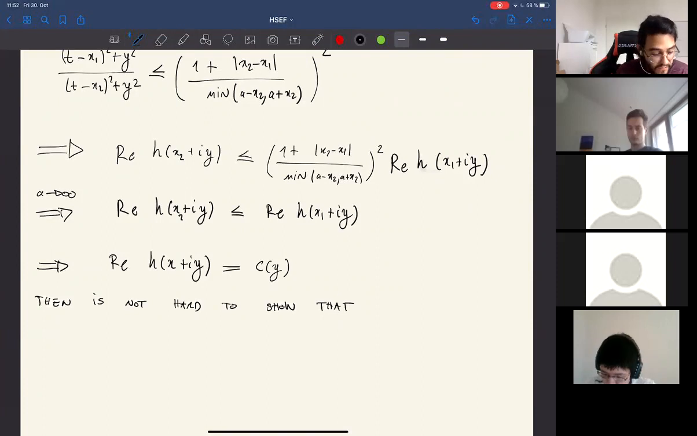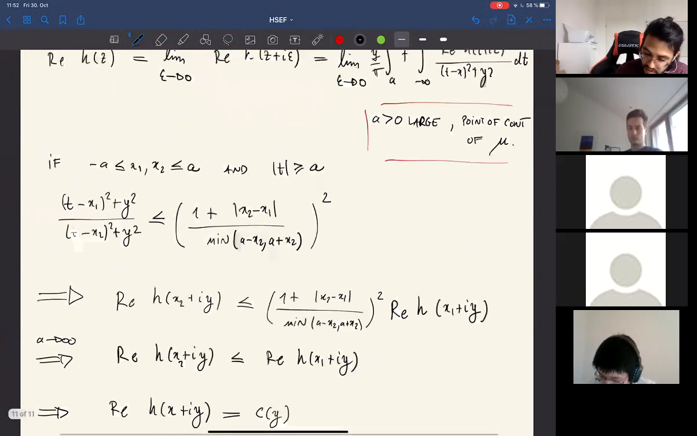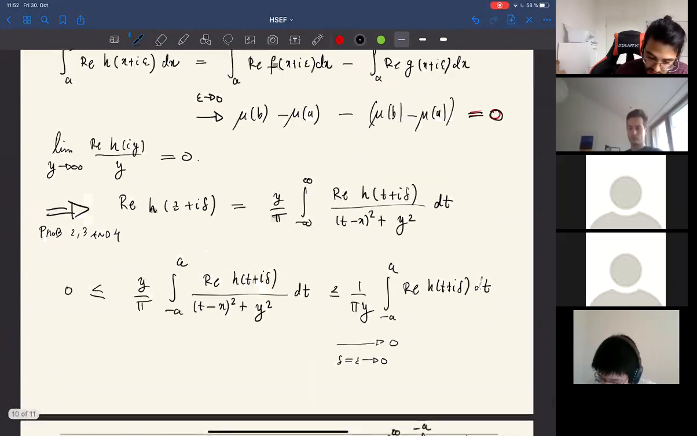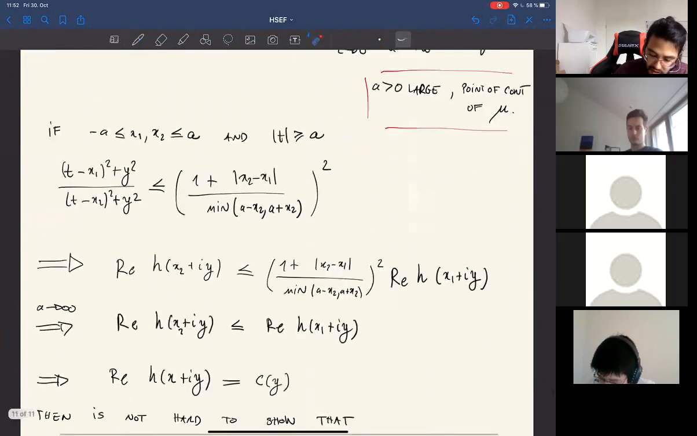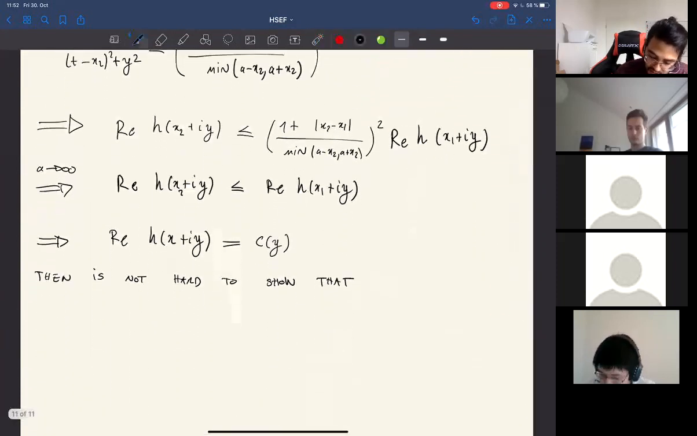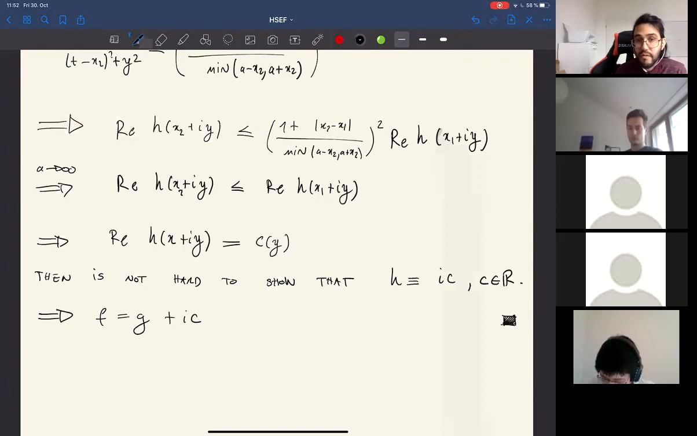But then you have to show that this constant has to be 0, because, recall, we do have this thing here, and this thing will remove any linear term from h. Then it's not hard to show that h is just constant, equal to some complex constant, and c real. Okay, so then that will show that f equals g plus some ic, and that's exactly what we wanted to show. So that would finish the proof.